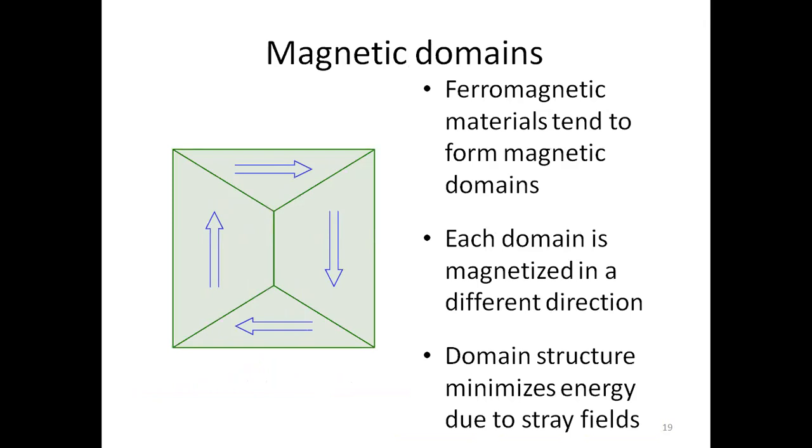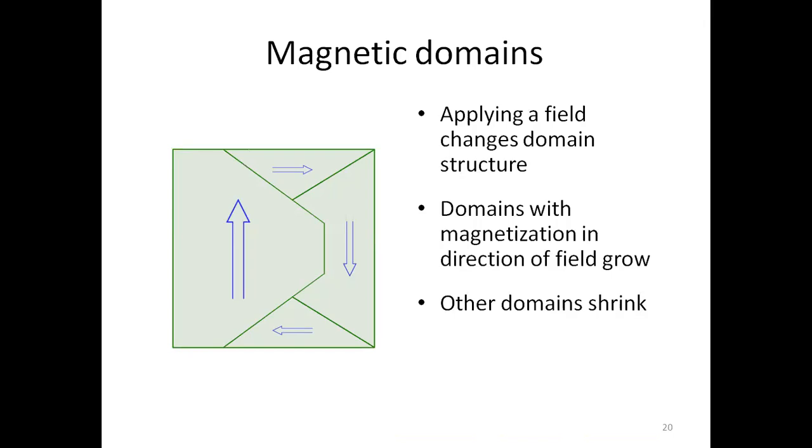Just now I told you that ferromagnetic materials tend to form magnetic domains. Each domain is a small region or area in which the spins are aligned in a particular direction. Each domain is magnetized in a different direction. This is one domain, this is a different domain, and this is another. Here the spin is aligned in this direction, and in other areas the spin alignment will be different. In this fashion, the domain structure minimizes the energy.